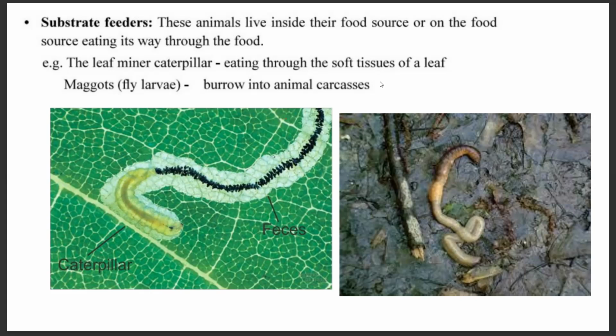Or on the food source. Now look at this caterpillar. They live on the food source. And even this earthworm, right? Eating its way through the food.